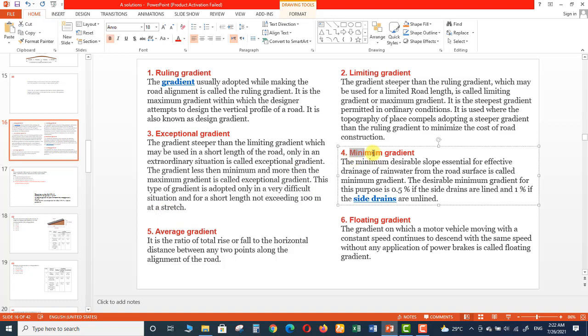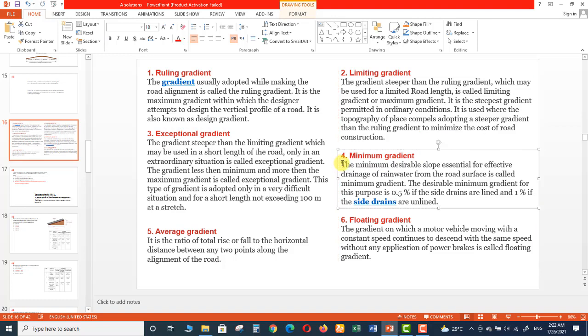Fourth one is minimum gradient. The minimum desirable slope or grade essential for effective drainage of rainwater from the road surface is called minimum gradient. The desirable minimum gradient for this purpose is 0.5% if the side drains are lined and 1% if the side drains are unlined. So this is an important point for this question too.